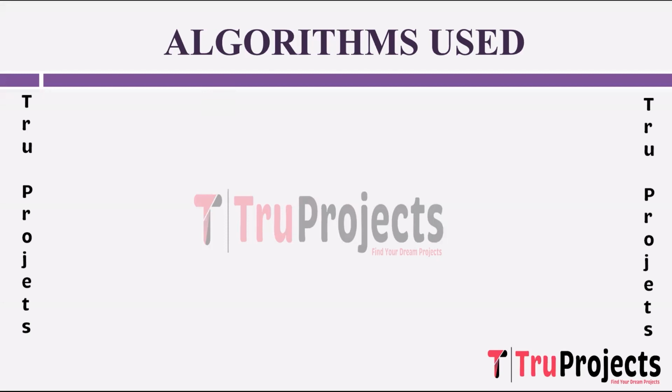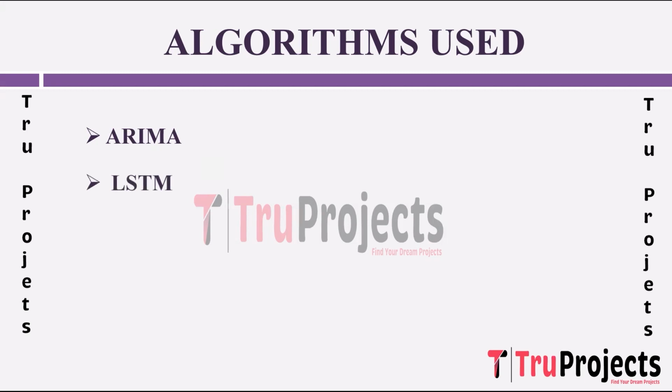Algorithms used in this project. We have utilized the following algorithms. The first one is ARIMA, Autoregressive Integrated Moving Average. ARIMA is a statistical method used for time series forecasting. It combines three components: autoregression (AR), differencing (I), and moving average (MA) to model the relationship between data points. ARIMA models are effective for capturing linear relationships and patterns in time series data and are particularly useful for predicting future values based on past observations.